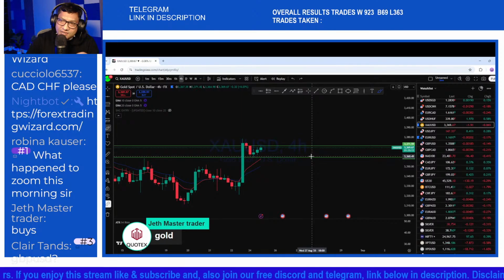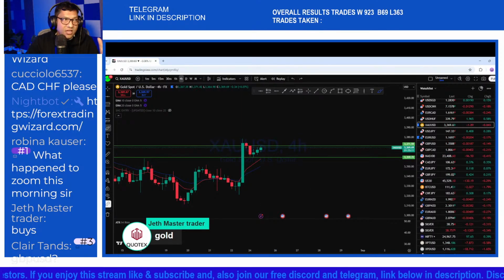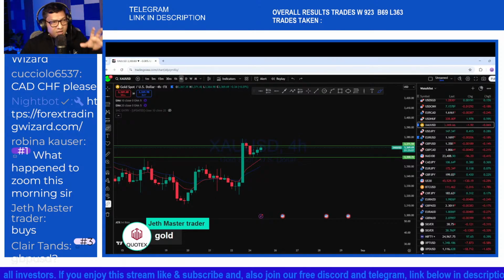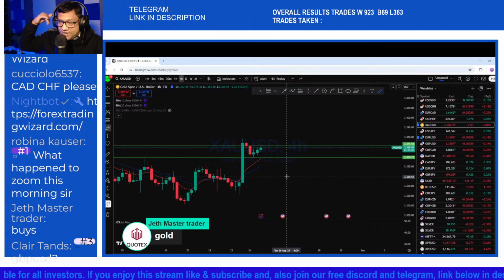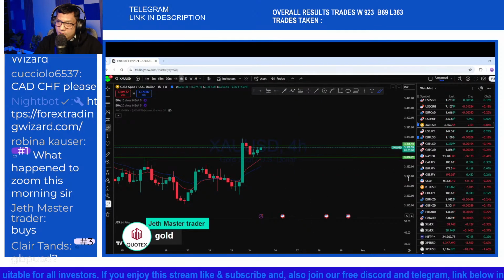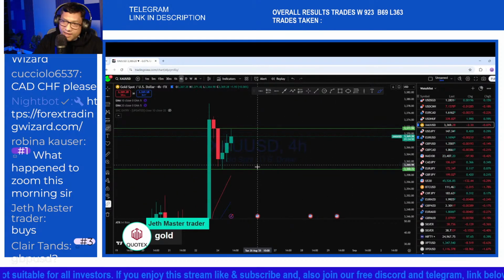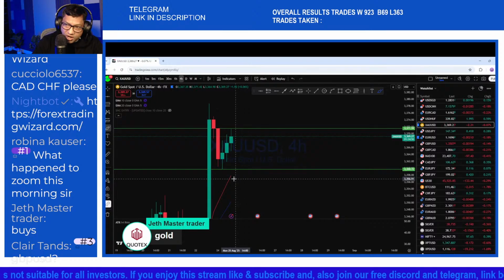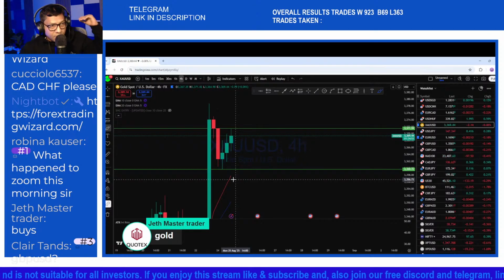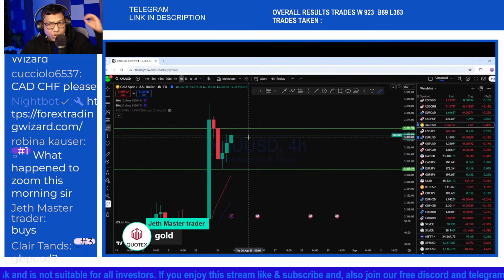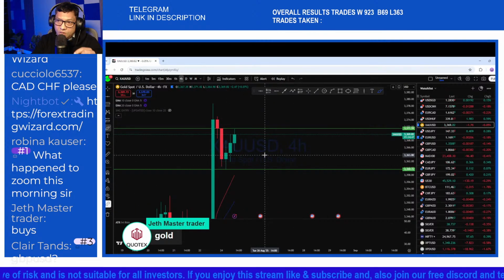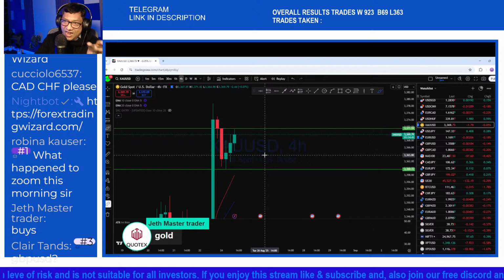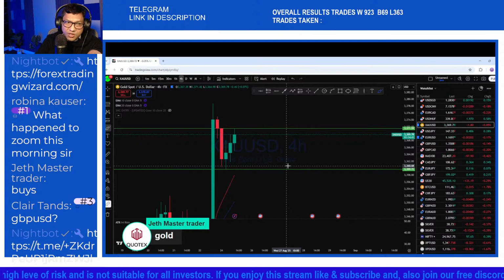The market may do anything, but our plan primarily here on gold is for the price to potentially have another retest. What it could do is this 4-hour candle could come back here for another retest and then bounce back again to the upside. And that's where we are looking for an entry opportunity in this market.